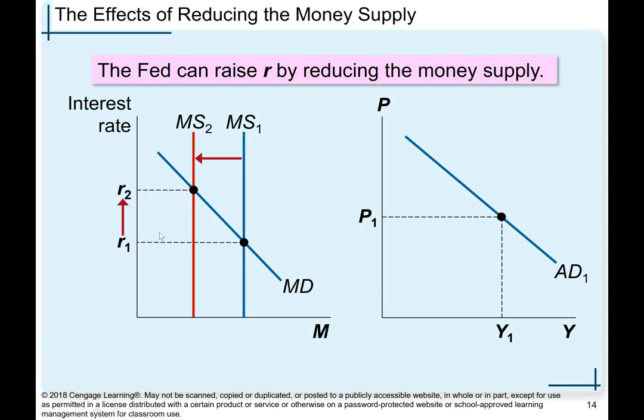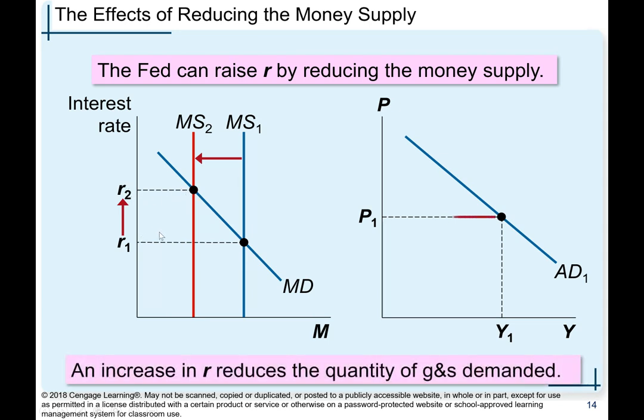Interest rate has increased. An increase in interest reduces the quantity of goods and services. As you can see, increase in interest will reduce the quantity of goods and services demanded because it will shift aggregate demand to the left.